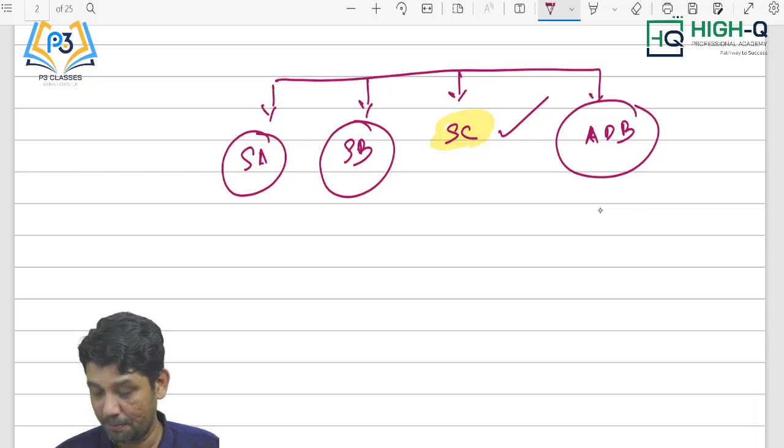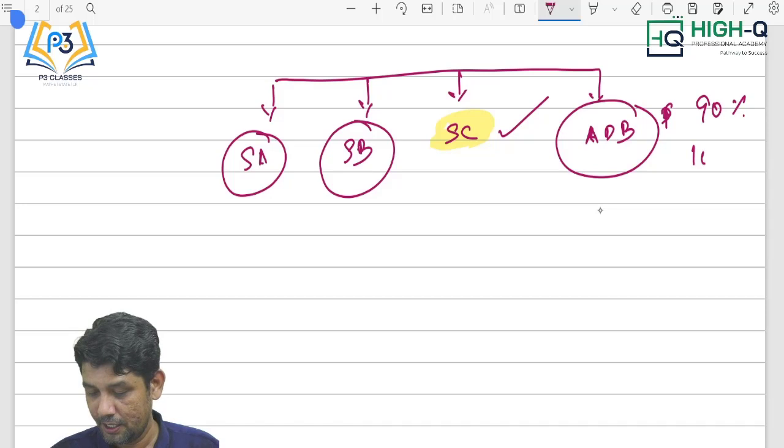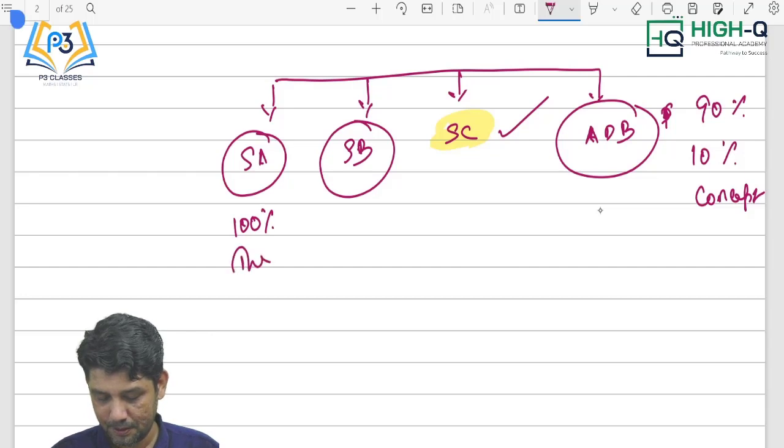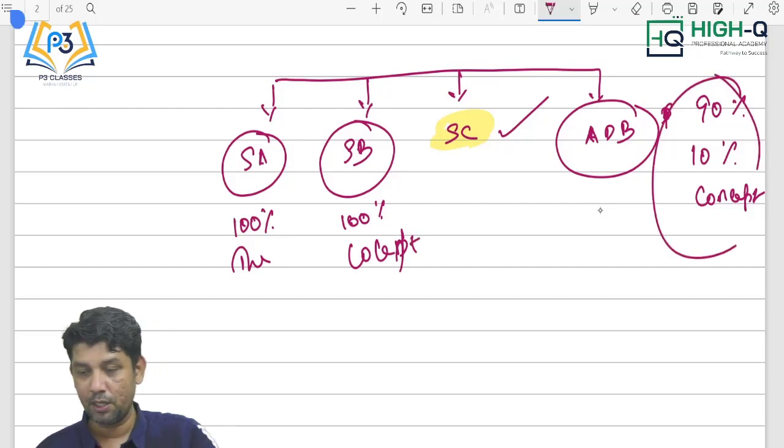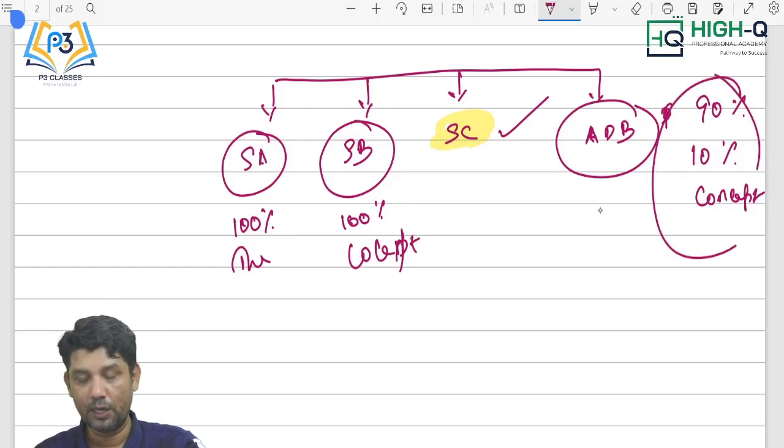Because the additional question bank is full of 90% theory, 10% concept. Set A is 100% theory. Set B is 100% concept. And the additional question bank is what? Theory and concept. This is the mixture.